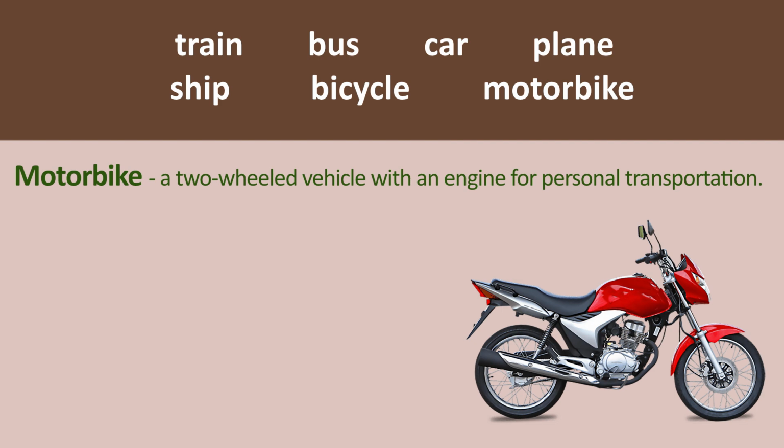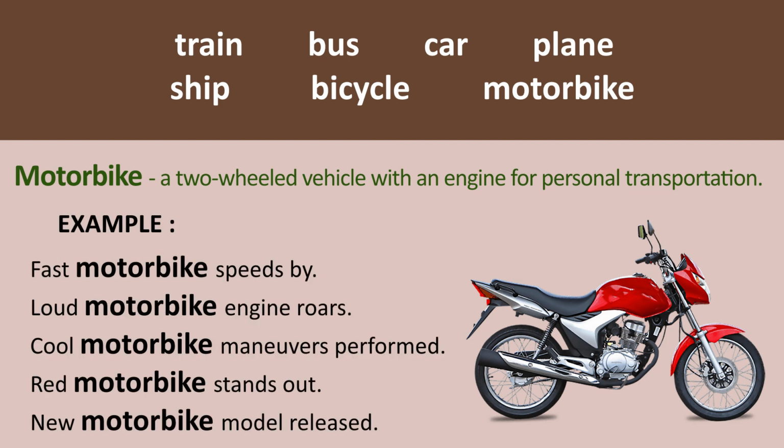Motorbike. A two-wheeled vehicle with an engine for personal transportation. Example: Fast motorbike speeds by.